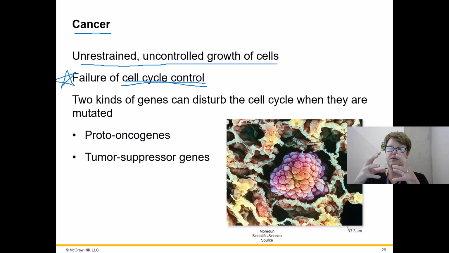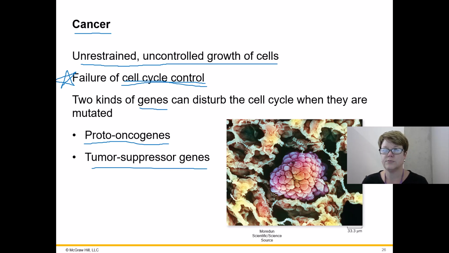And so when you end up with a clump of cells that are all from the division of one original cell that keeps dividing uncontrolled, we call that a tumor. And really there's two kinds of genes that we have that, if they get mutated, will typically start the process of forming a tumor. Those two categories of genes are called proto-oncogenes and tumor suppressor genes. So we're going to go through a little bit about proto-oncogenes and a little bit about tumor suppressor genes.